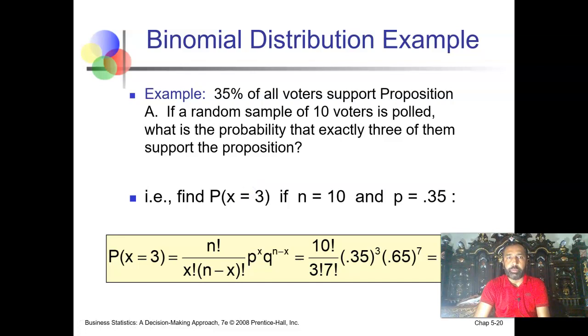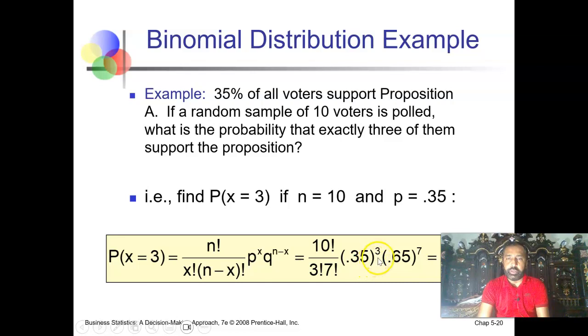35% of voters support a proposition. If a random sample of 10 voters is polled, what is the probability that exactly 3 of them support the proposition? So, here n is equal to 10. Probability of x we have to find out, where x is equal to 3. So, we will put these values in this formula of binomial distribution. n is 10, so 10 factorial. 10 factorial means 10 multiplied by 9 multiplied by 8 and so on till 1. Then divided by x factorial, so 3 factorial into 7 factorial, into 0.35, which is the probability.